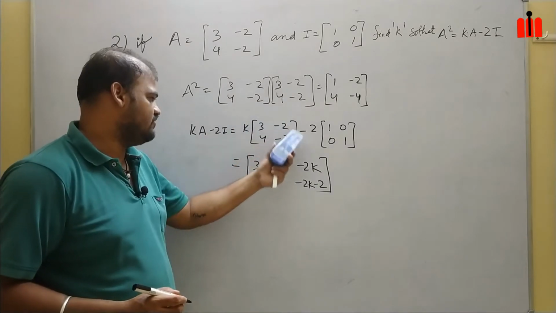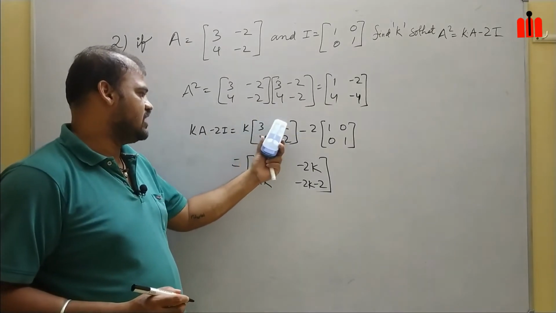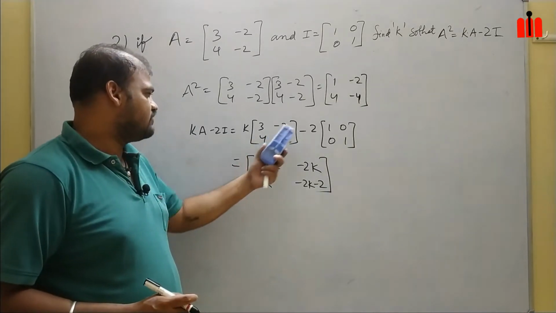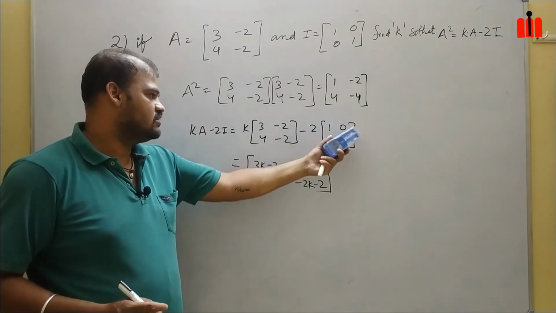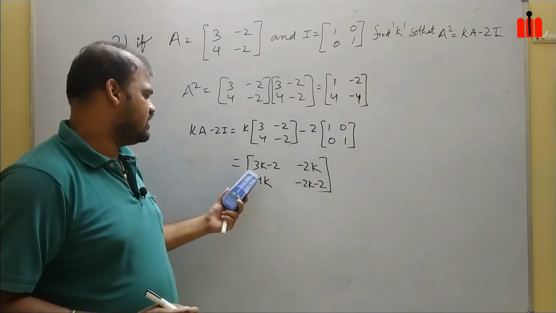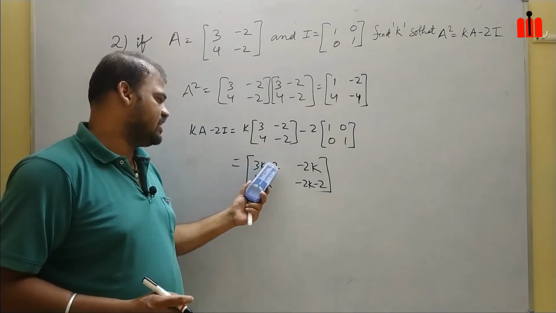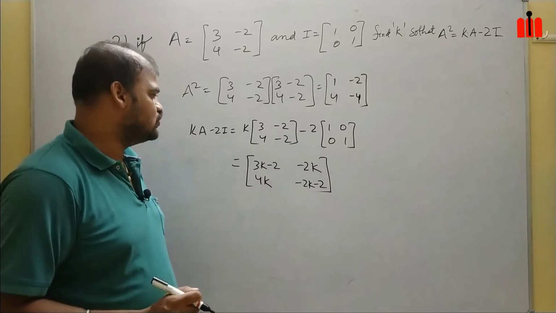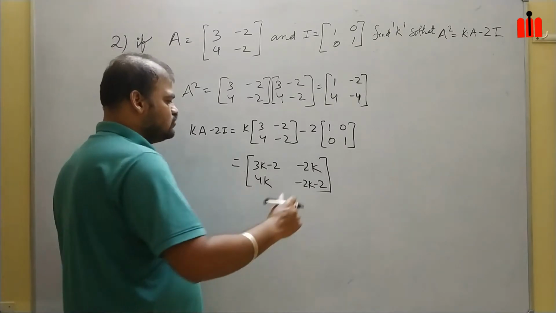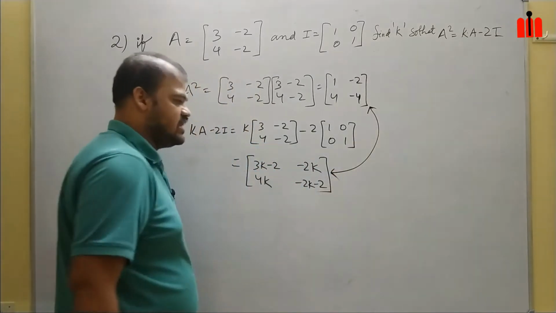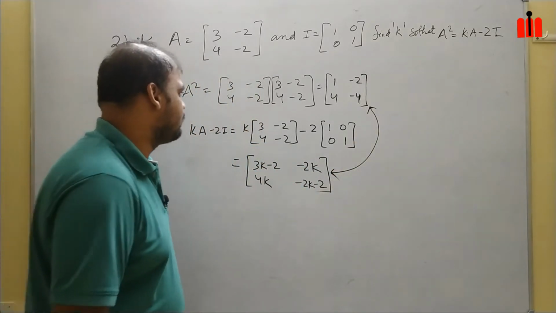So k is multiplied with A matrix. So it will be 3k, minus 2k, 4k and minus 2k. After that this 2 is multiplied with identity matrix. It will become 2 0 0 2. So my resultant kA minus 2I will be 3k minus 2, minus 2k, 4k, minus 2k minus 2, right? So these two are equal. Now this is what the statement is saying. Then we have to find the value of k.